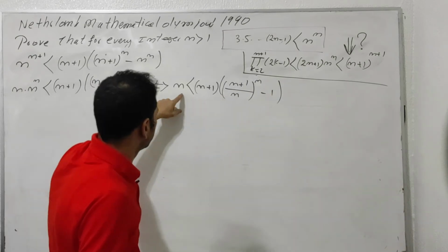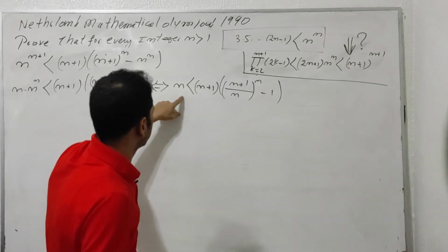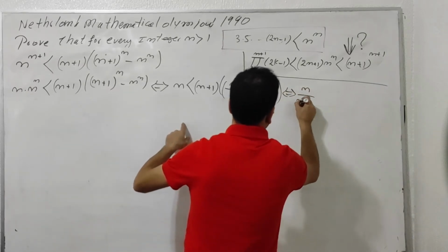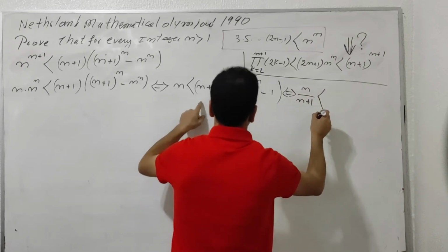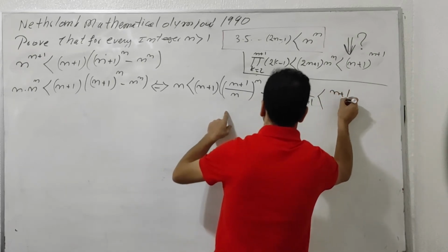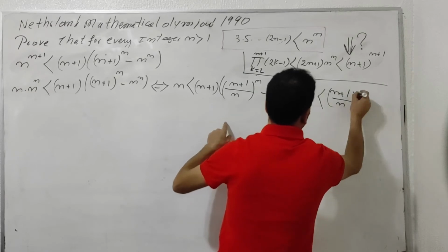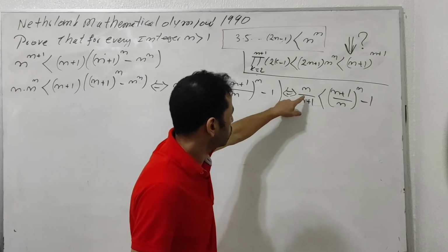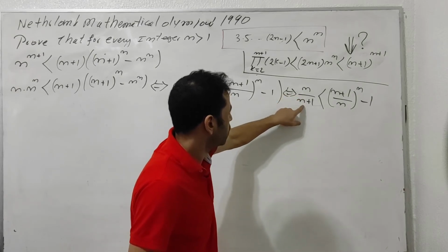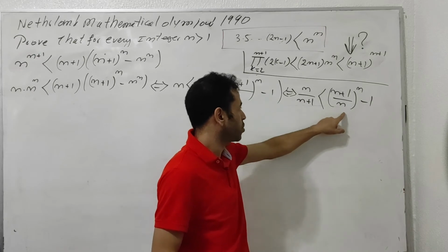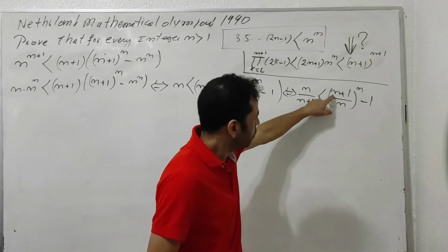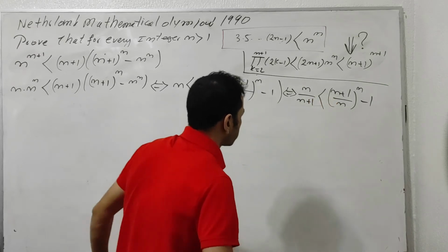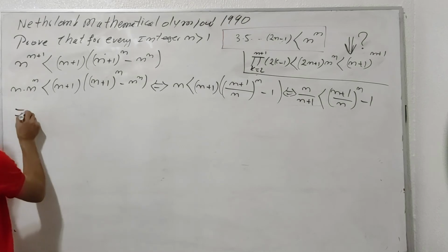So now I'm going to divide both sides by n plus 1. This is equivalent to n over (n plus 1) is strictly inferior to ((n plus 1) over n) to the n, minus 1. On the left hand side of this inequality, I'm going to divide the numerator and denominator by n. On the right hand side, I'm going to divide the numerator and denominator by n.